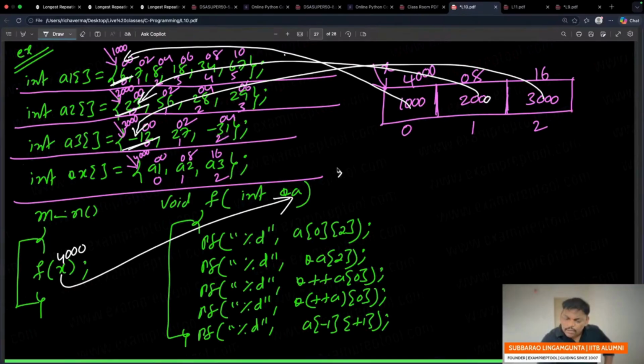Everyone observe A. Inside A is 4000. Received by pointer A. X going means base address is going, so that is taken by A. And one more thing, it has its own address. If required, I may write 5000. Until now, everyone is okay?